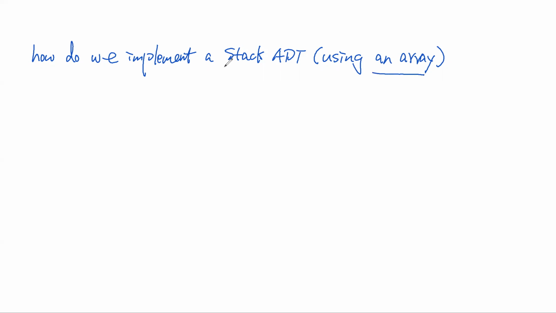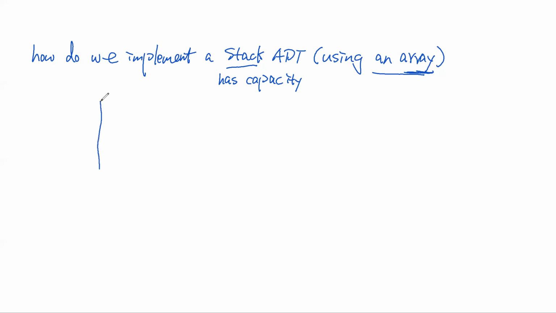If we use an array, then the stack has a capacity, because an array has capacity. But if you do it with an array list, like what you're going to do in lab, then we don't need to worry about the capacity. So anyway, we are going to implement it as an array. What do you mean by implementing a stack as an array?